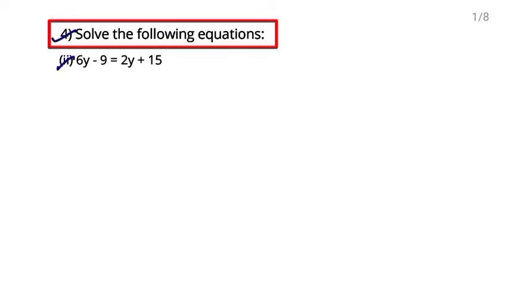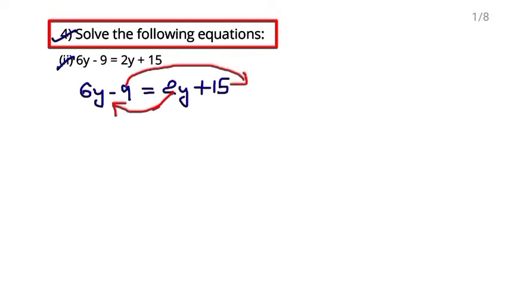Second part is 6y minus 9 is equal to 2y plus 15. Here we will find the value of the variable, which is y. So keep the variable on the left hand side and move the numbers to the right hand side. 6y was already on the left hand side. 2y was of plus sign. After moving to this side, this will be of minus sign. Minus 2y is equal to, on the right hand side there was 15.